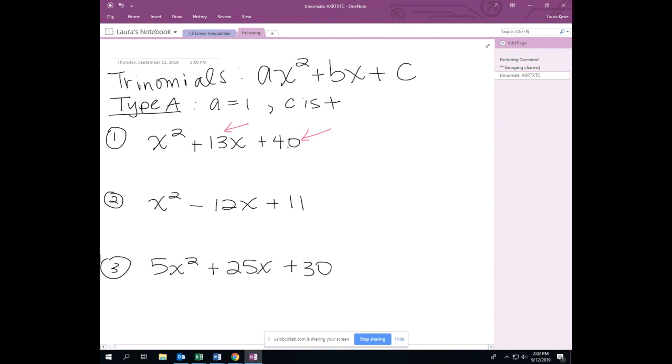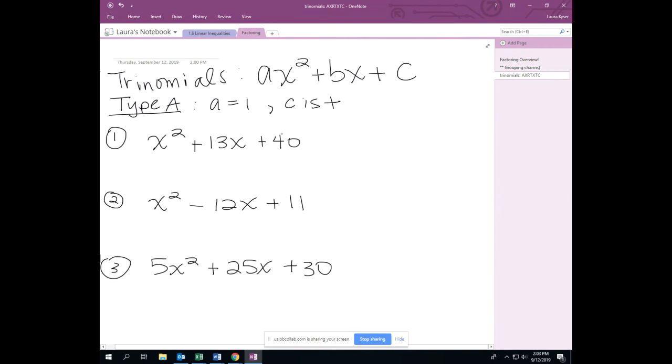So two numbers that multiply to give you 40 and add to give you 13. Another important part about type A trinomials is that both of the factors have to take the same sign, and the sign depends on what's happening in the middle. If the middle sign is positive, both of the factors are positive. And if the middle sign is negative, they're both negative. So it will just kind of depend.